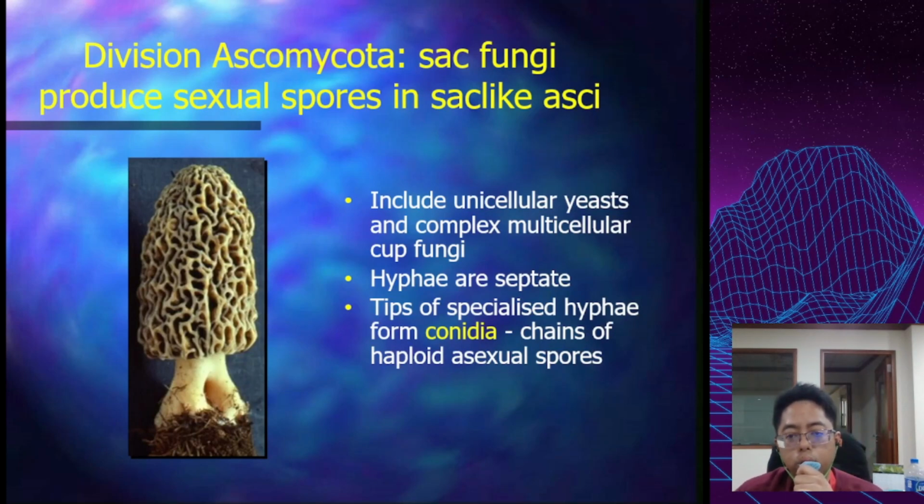Next will be Ascomycota, which is the sac fungi. Sac fungi will produce sexual spores in sac-like asci. It includes unicellular yeast and complex multicellular cup fungi. Hyphae are septate, and the tips of these special hyphae will form cups or conidia. Conidia are chains of haploid asexual spores.